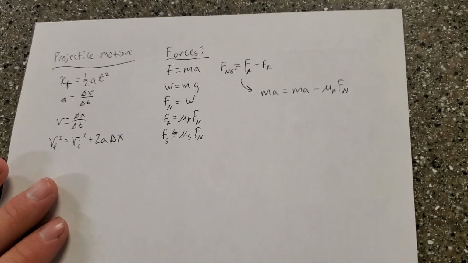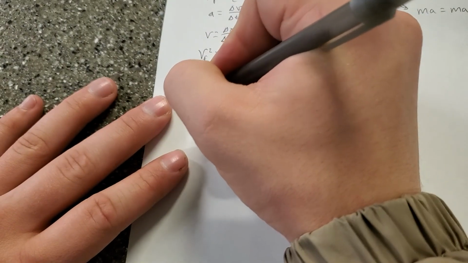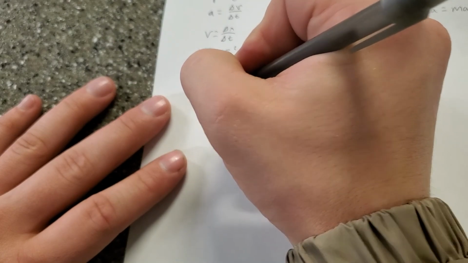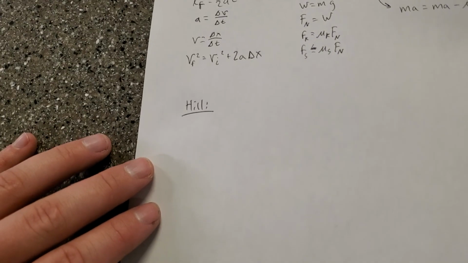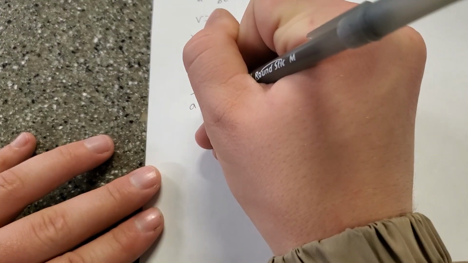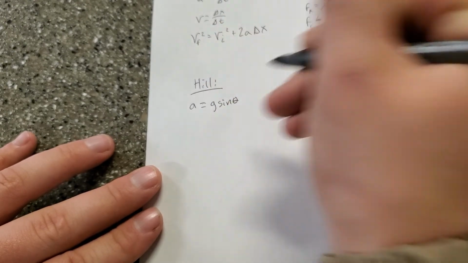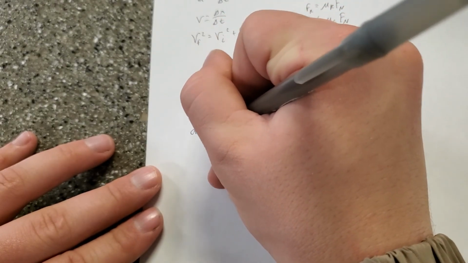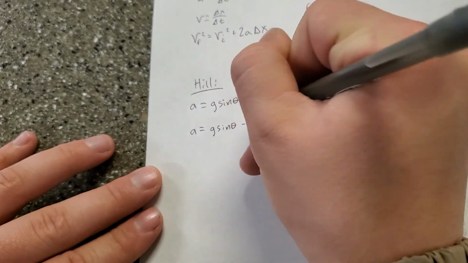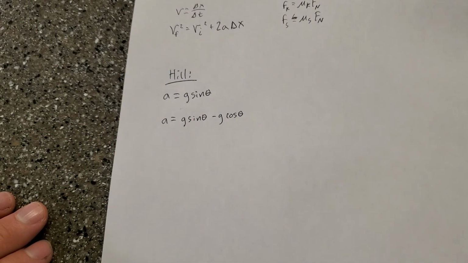All right, and now let's look at stuff on a hill. Objects on a hill. Well, first of all, we know the easy shortcut formulas for acceleration. A equals g sine theta, so that's when there's no friction. And then here's what it is for friction: g sine theta minus mu k g cosine theta. So friction versus no friction.